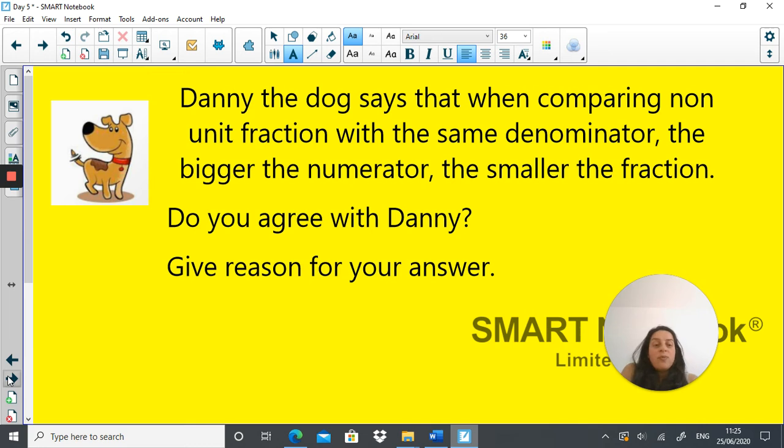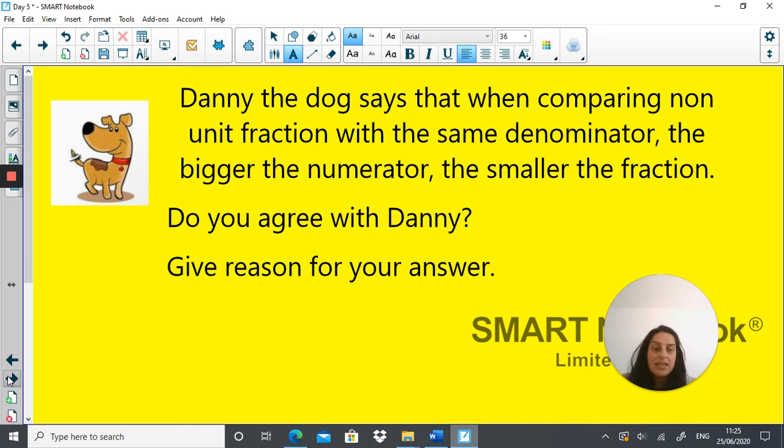Right, Danny has had an awful week this week because every day whatever he has said has been wrong. So let's see what he is saying today. He is saying that when comparing non-unit fractions with the same denominator, the bigger the numerator, the smaller the fraction. Do you agree with Danny or do you disagree with Danny? And give reasons for your answer using a full sentence.